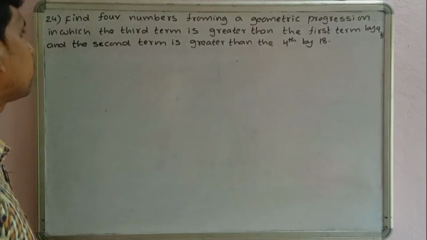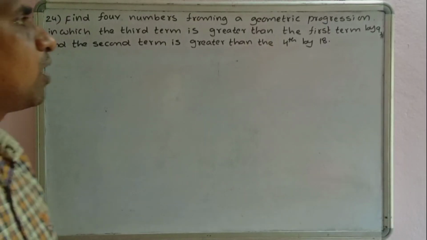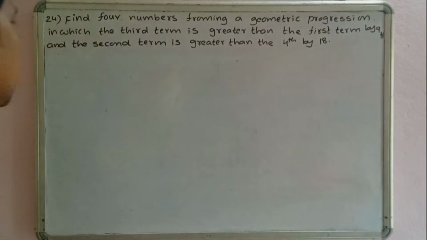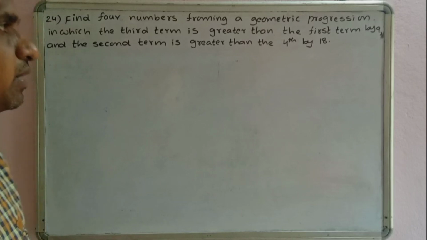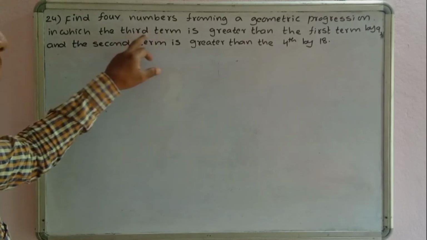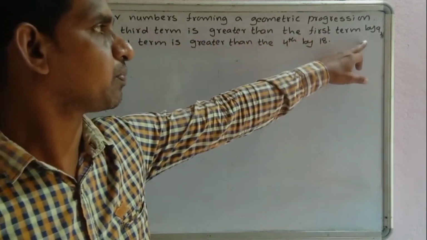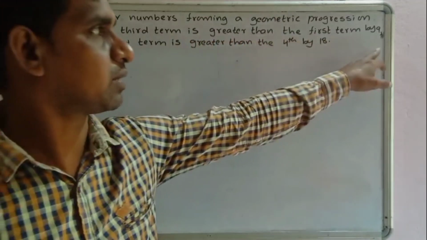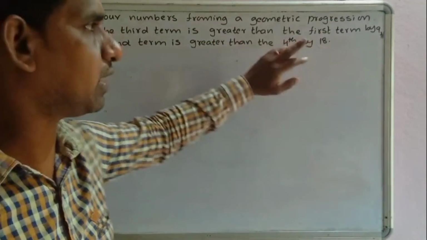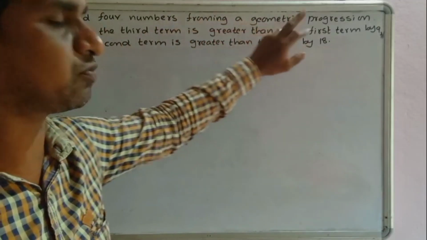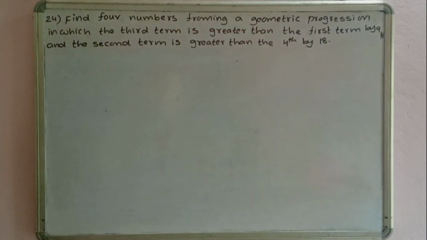Problem 24. Find 4 numbers forming a geometric progression in which the third term is greater than the first term by 9 and the second term is greater than the fourth term by 18. Okay, the third term is greater than the first by 9. The second term is greater than the fourth term by 18. Now what do you have to find out? You have to find out the first 4 geometric progression terms.